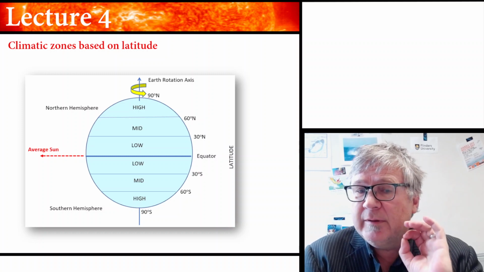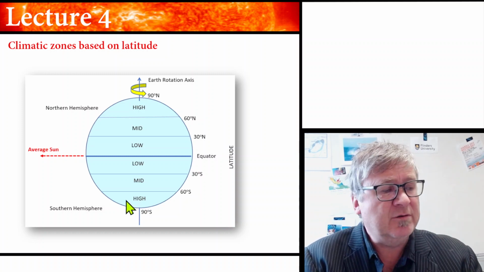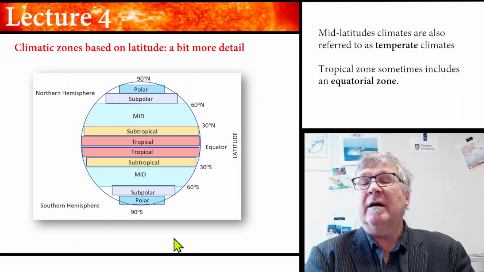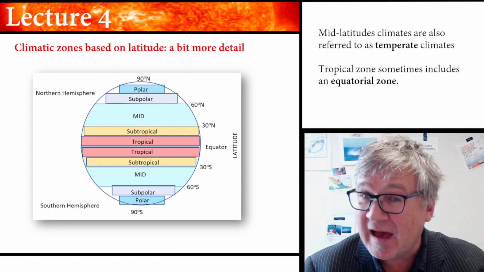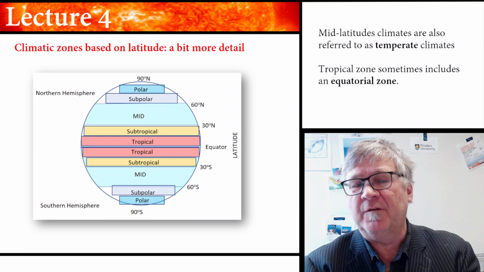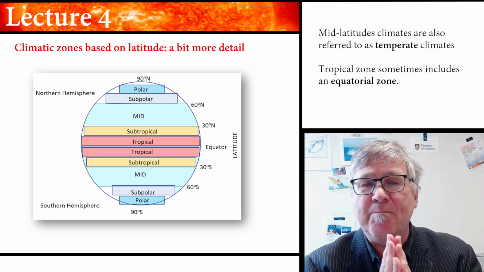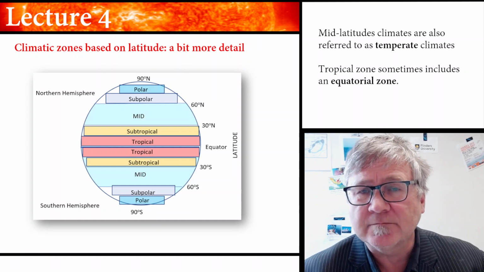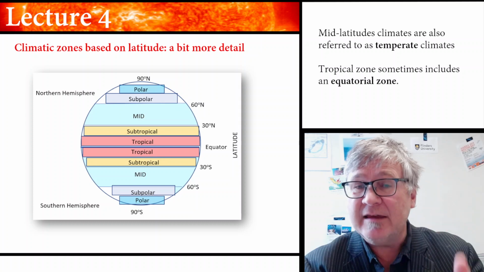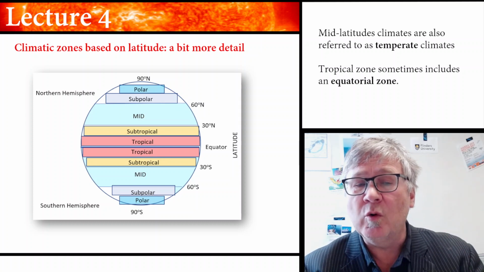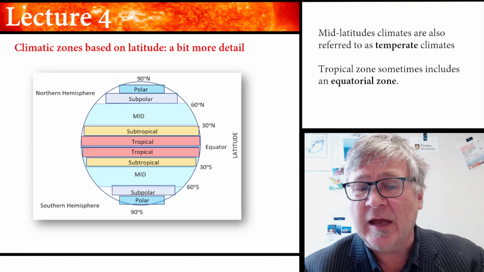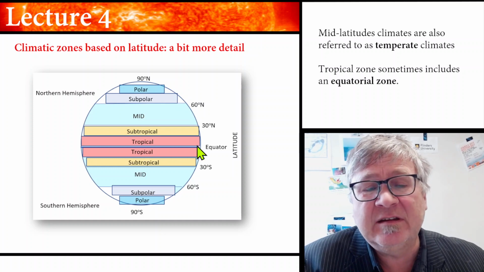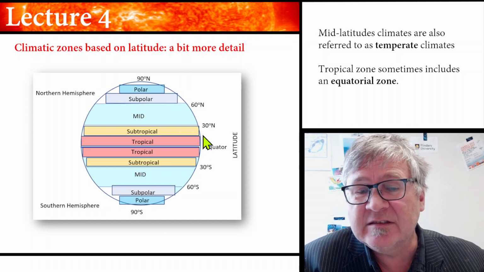Okay, we can go a little bit more into details on the next map. Okay, we can define some subdivisions. And the idea here is this very coarse definition of climatic zones is based on the average incoming solar radiation. Okay? It's highest near the equator and lowest near the poles, and we can split up zones further into detail into the tropics, into tropical and subtropical regions.